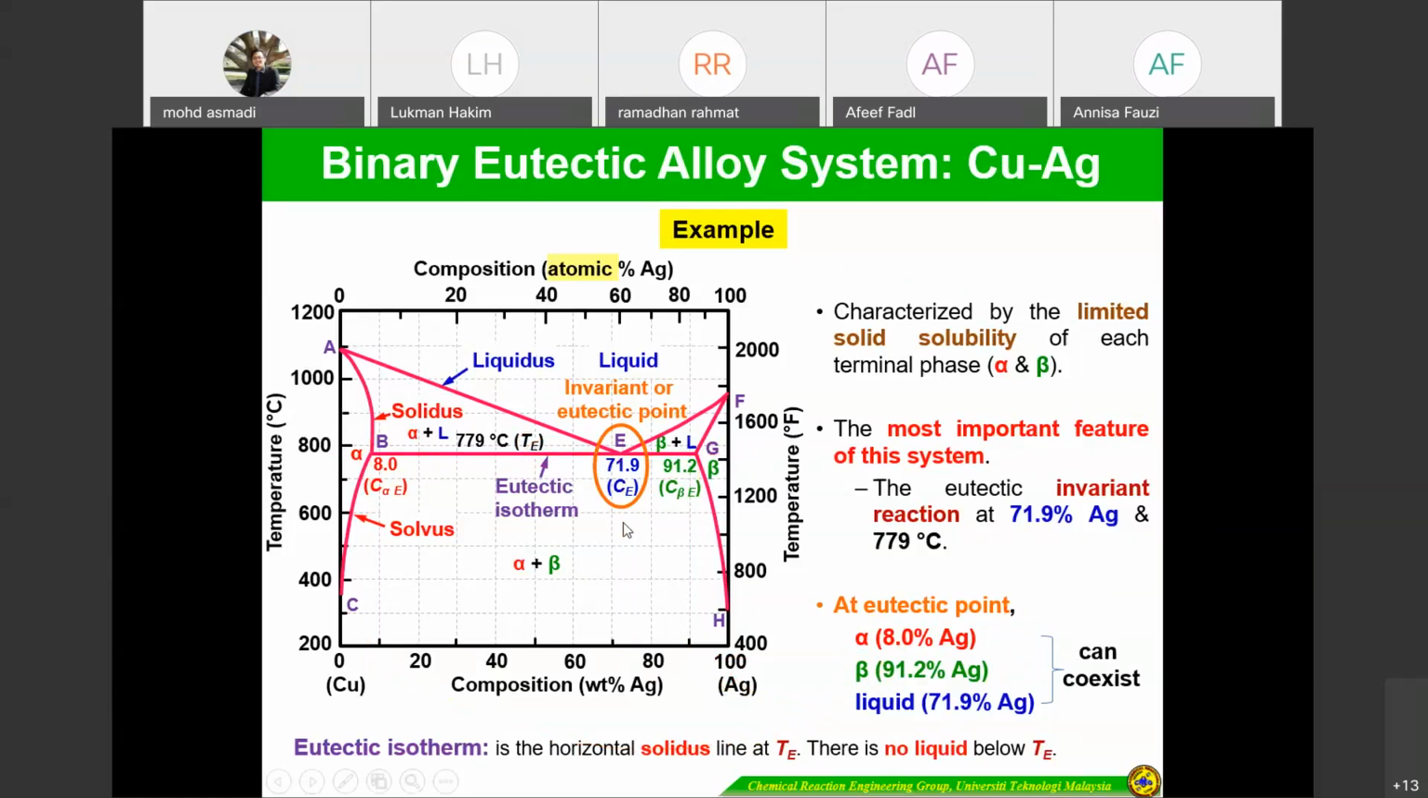Clear? How to determine the composition at the eutectic point, 779 degrees C. So you can see here that three phases can coexist: liquid, solid alpha, and solid beta.